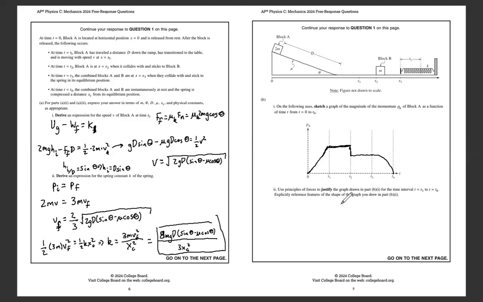So if we use the principles of forces to justify from 0 to T1, block A experiences a constant net force. So P is going to be proportional to time then. All right. From T1 to T2, right, there's no net force. So momentum conserved.